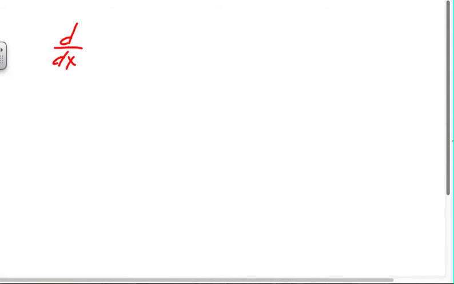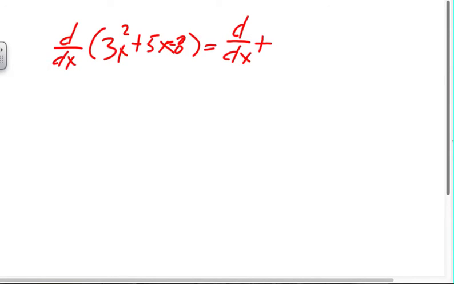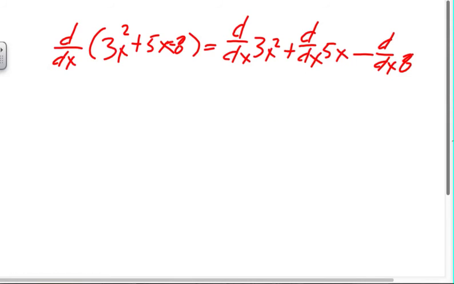Okay, another nice property that these derivatives have, like limits, is that they're linear operators. So the derivative of some horrible looking polynomial is just the derivative of each one of the terms, plus the derivative of the second term. And then I've got a minus the derivative of the last term.